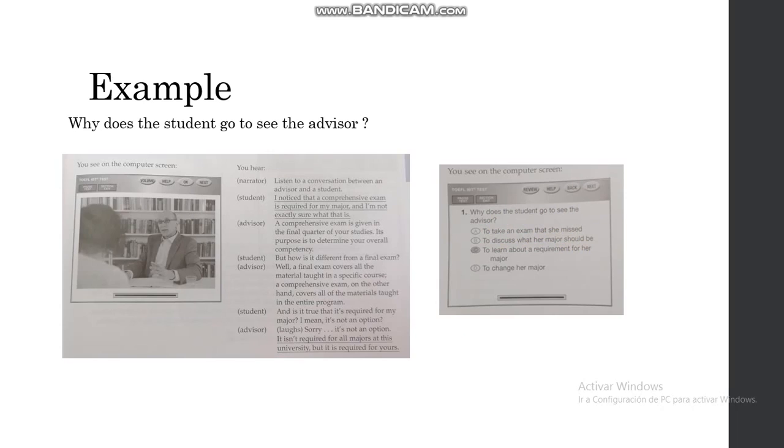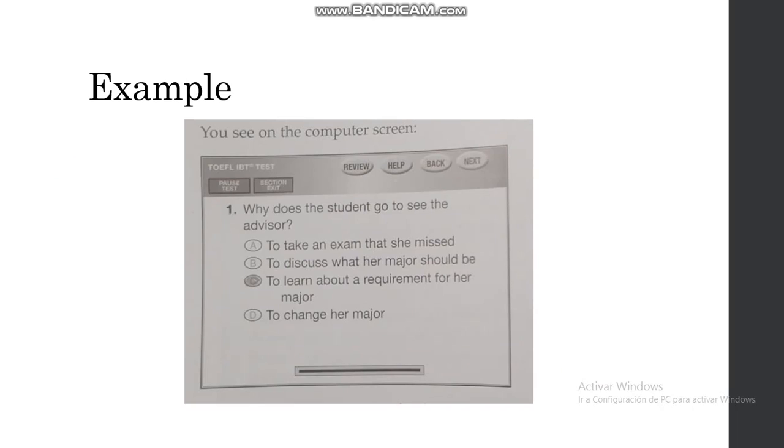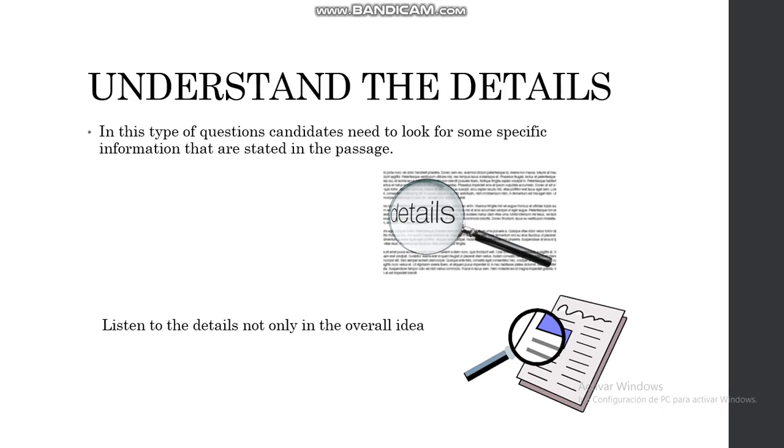Here we have an example. Why does the student go to see the advisor? Here we have a conversation where the student goes to visit the advisor. Here we have some of the relevant parts in the lecture. So we have to choose letter C. Why? Because it's talking about why this student in a general way wants to see the advisor. So as the answer, we have to learn about the requirements of her major. It is the general idea of what the passage is talking about.